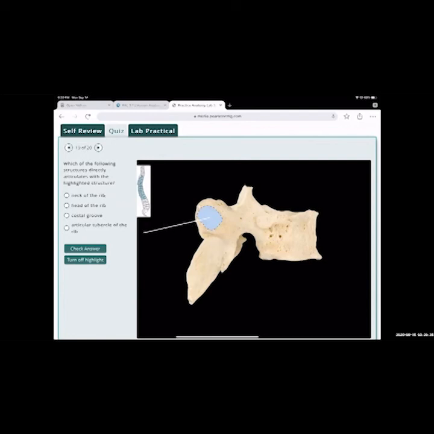Which of the following structures directly articulates with the highlighted structure? To the side coming into. So look at the structure. What would articulate right into this region? The ribs. Costal rib, the head of the rib, the neck of the rib, articular tubercle of the rib. I would say, what part of the rib? The head. Okay, head of the rib. Your tubercle of the rib feeds into that. The head would come up to here, and the articular tubercle would feed that way.